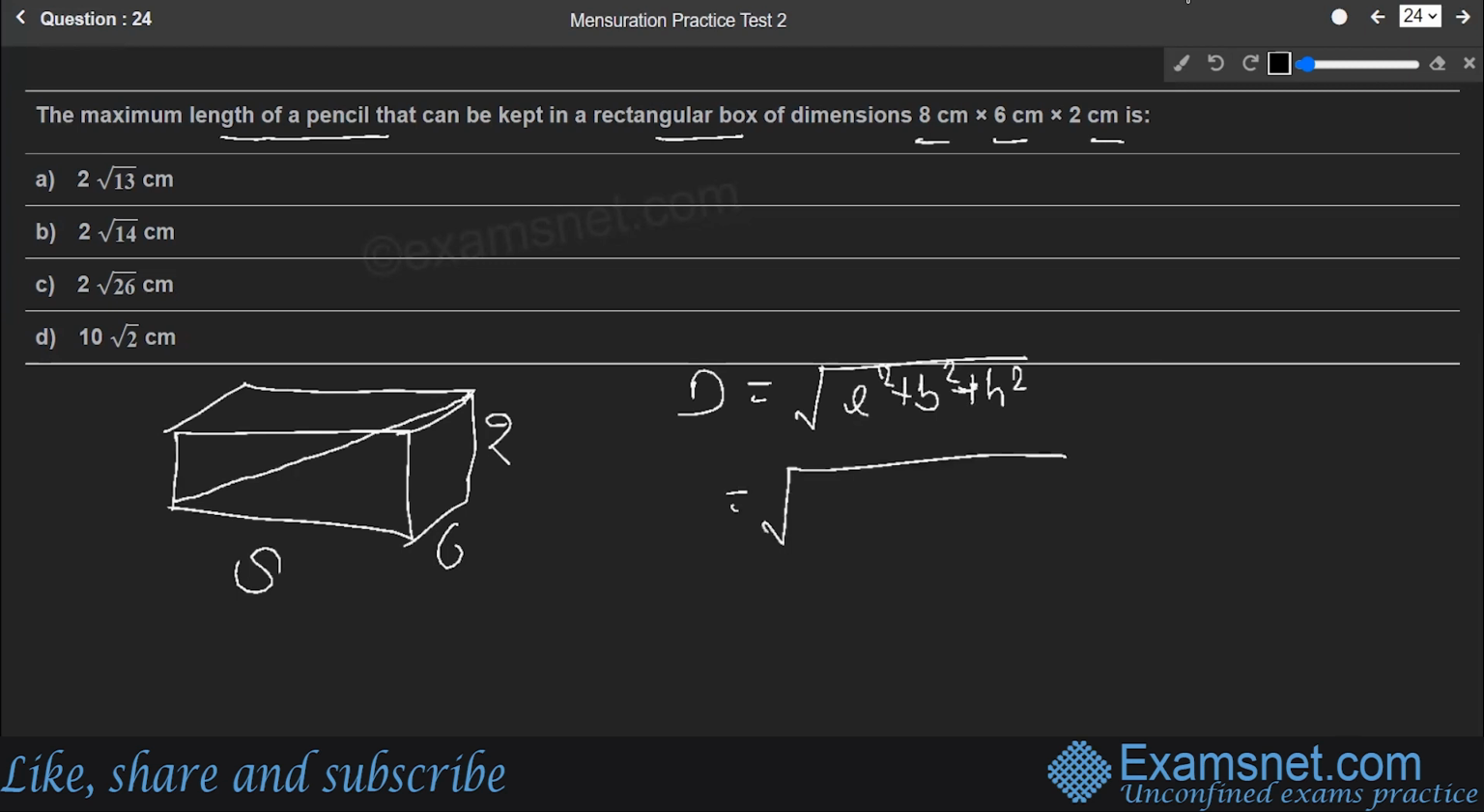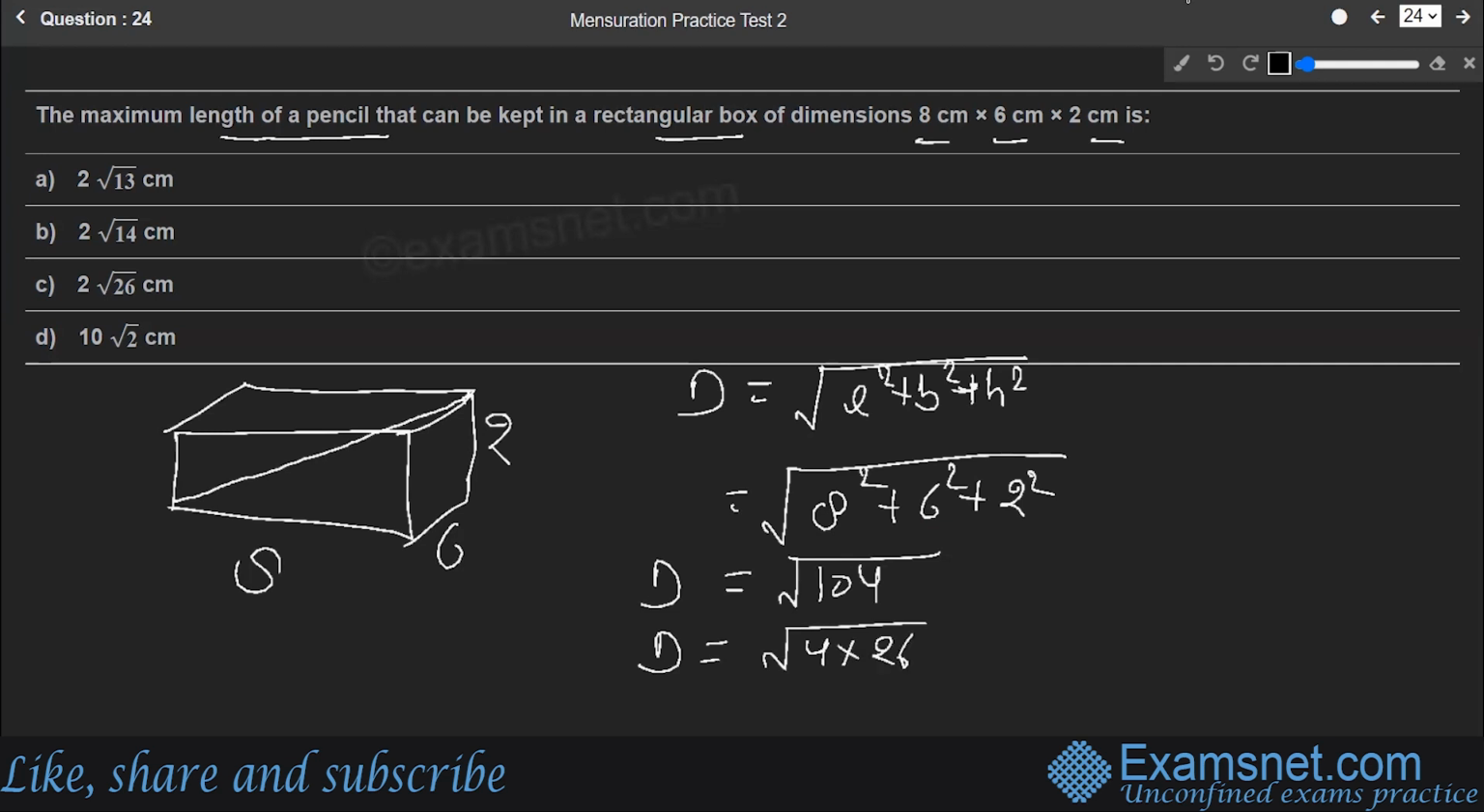So we have got all the values, so let us keep the values inside. It's going to be 8 square plus 6 square plus 2 square. If you solve this further, this is going to be under root of 104. Diagonal is going to be root 104, which we can break as under root of 4 into 26. If you bring it down further, this comes out to be 2 root 26 centimeters. So that is the final answer. This is the length of the pencil of maximum length that can be kept inside this box. That is the right answer.